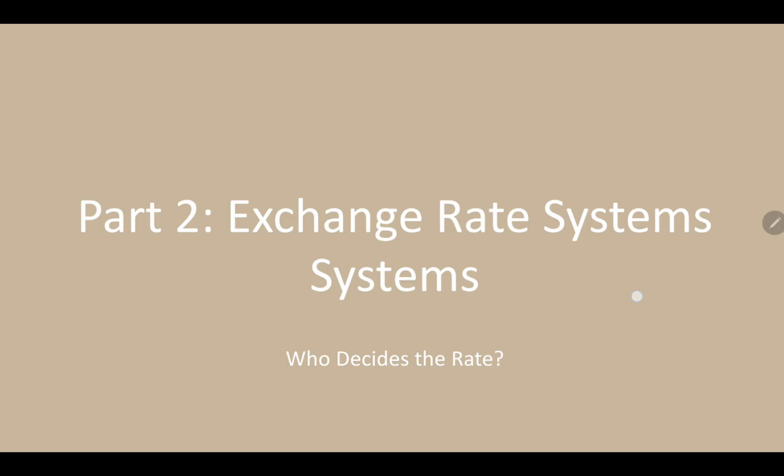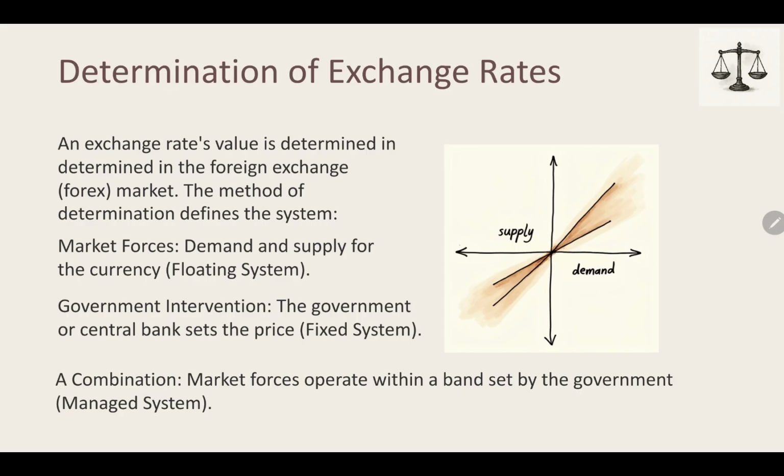Exchange rate systems. How are exchange rates determined? The exchange rate value is determined in the foreign exchange, the forex market. The method of determination defines the system. The first method is demand and supply. The demand and supply of currency decides the exchange rate.